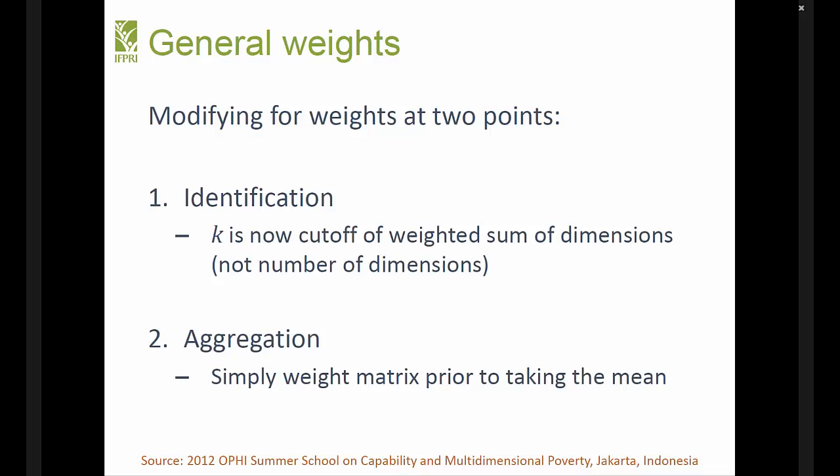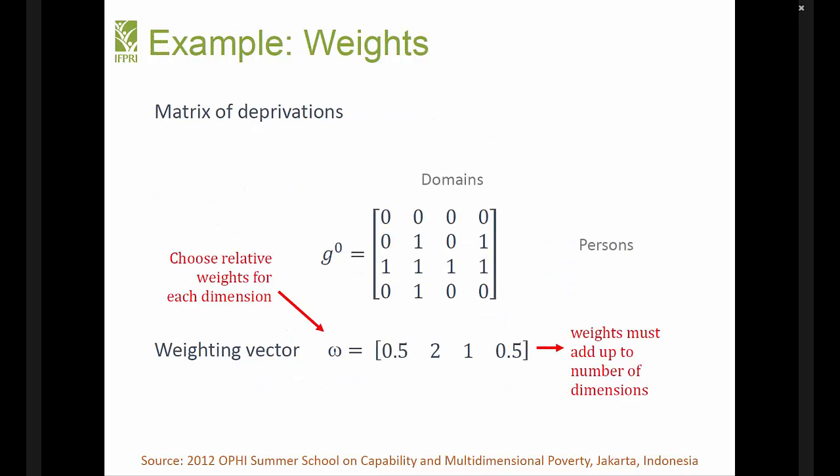So let's go to an example. In our original, and here I got it correct, as you can see, I copied the correct one. Matrix of deprivation. So we have, as before, G0, domains and persons. Now we choose the relative weights for each dimension. So for this dimension, it's 0.5, with 2 here, 1. The main thing to remember here is that we want to choose the weights to add up to the number of dimensions, right? You can assign the weights however you like, but they have to sum to 4, because we have 4 dimensions. So it has to sum up to whatever dimensions you have.